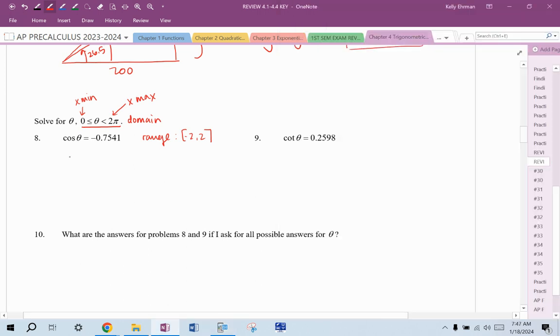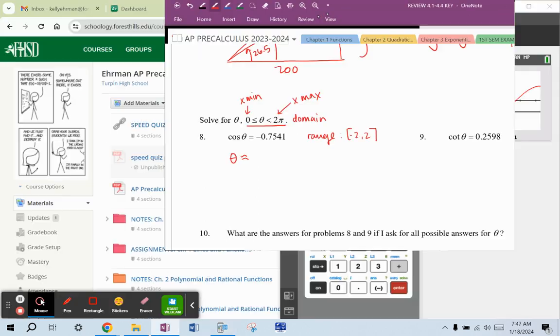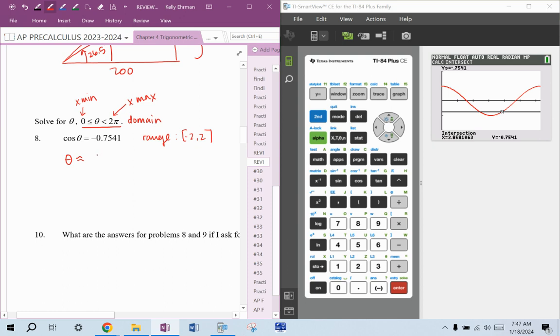So this one happened to find the one on the right first. I don't care what order you write these in. So this is 3.858 radians. And the other intersection points, you're going to have to move the cursor so it gets closer to the one on the left. Enter, enter, enter. And 2.425 radians. And those are my solutions.